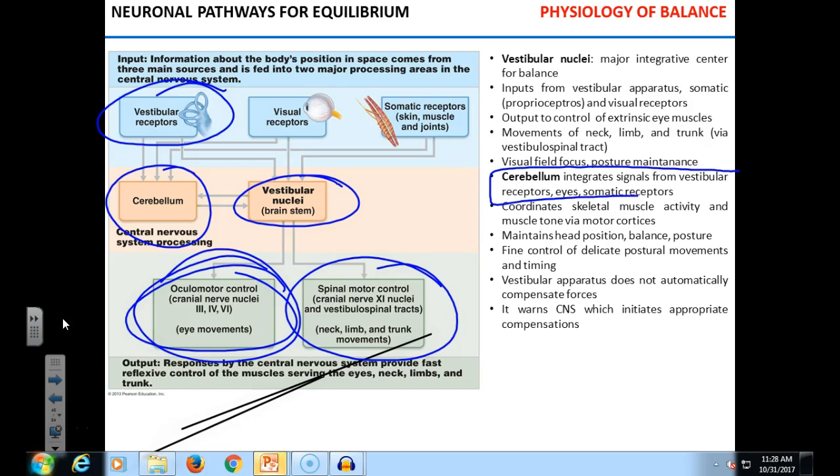Vestibular apparatus has to send the signals to the cerebellum, which then will coordinate the inputs regarding your balance with inputs from eyes and different somatic receptors like tendon organs or muscle spindles, and then will send the signals to the motor cortices to alter the activity of skeletal muscles. Vestibular apparatus doesn't control skeletal muscles, it just provides the info. Does that make sense? Okay?